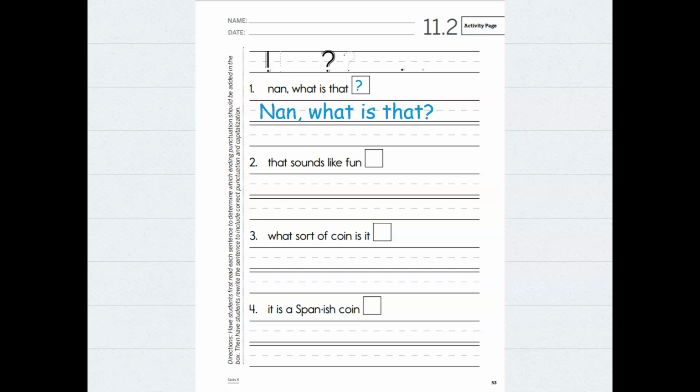Number 2, that sounds like fun. We need an exclamation point. Copy the sentence on the line below. Remember that a sentence needs to start with a capital letter. Number 3, what sort of coin is it? We need a question mark. Copy the sentence on the lines below. Remember, a sentence starts with a capital letter.